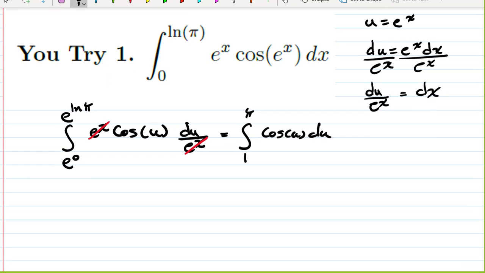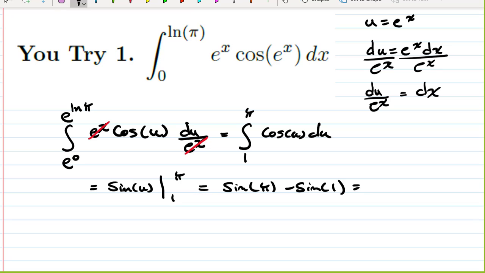So we take the antiderivative of cosine as positive sine, and we evaluate that from 1 to pi, and that gives us sine pi minus the sine of 1, and the sine of pi is 0, so we get 0 minus sine 1, which is the negative of the sine of 1.